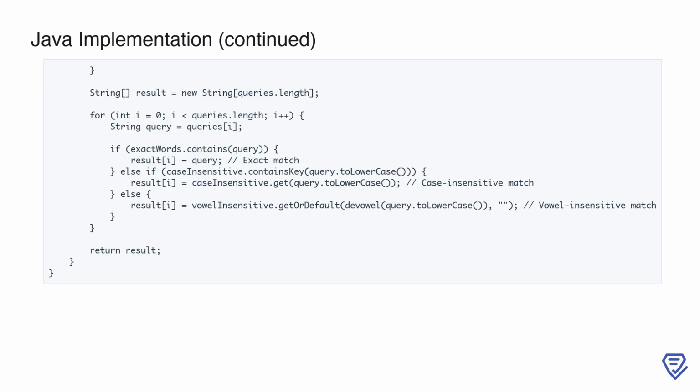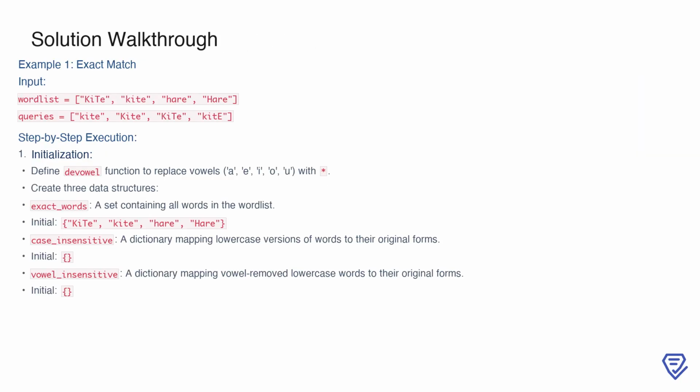To solve the Vowel Spellchecker problem, we start by preparing our input data. First, we define a helper function called devowel, which replaces all vowels (a, e, i, o, and u) with a wildcard character, an asterisk. This will help us handle vowel-insensitive comparisons later.